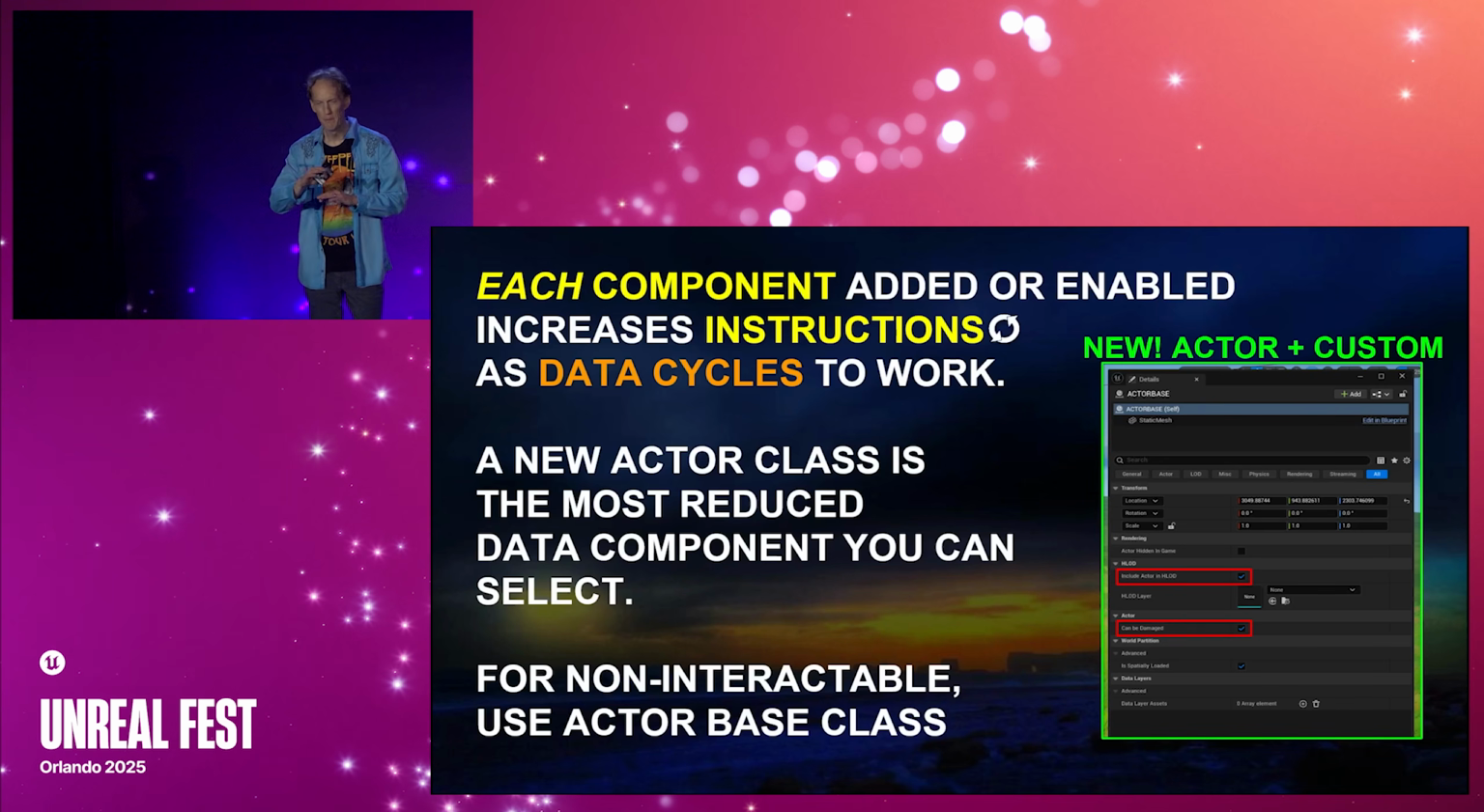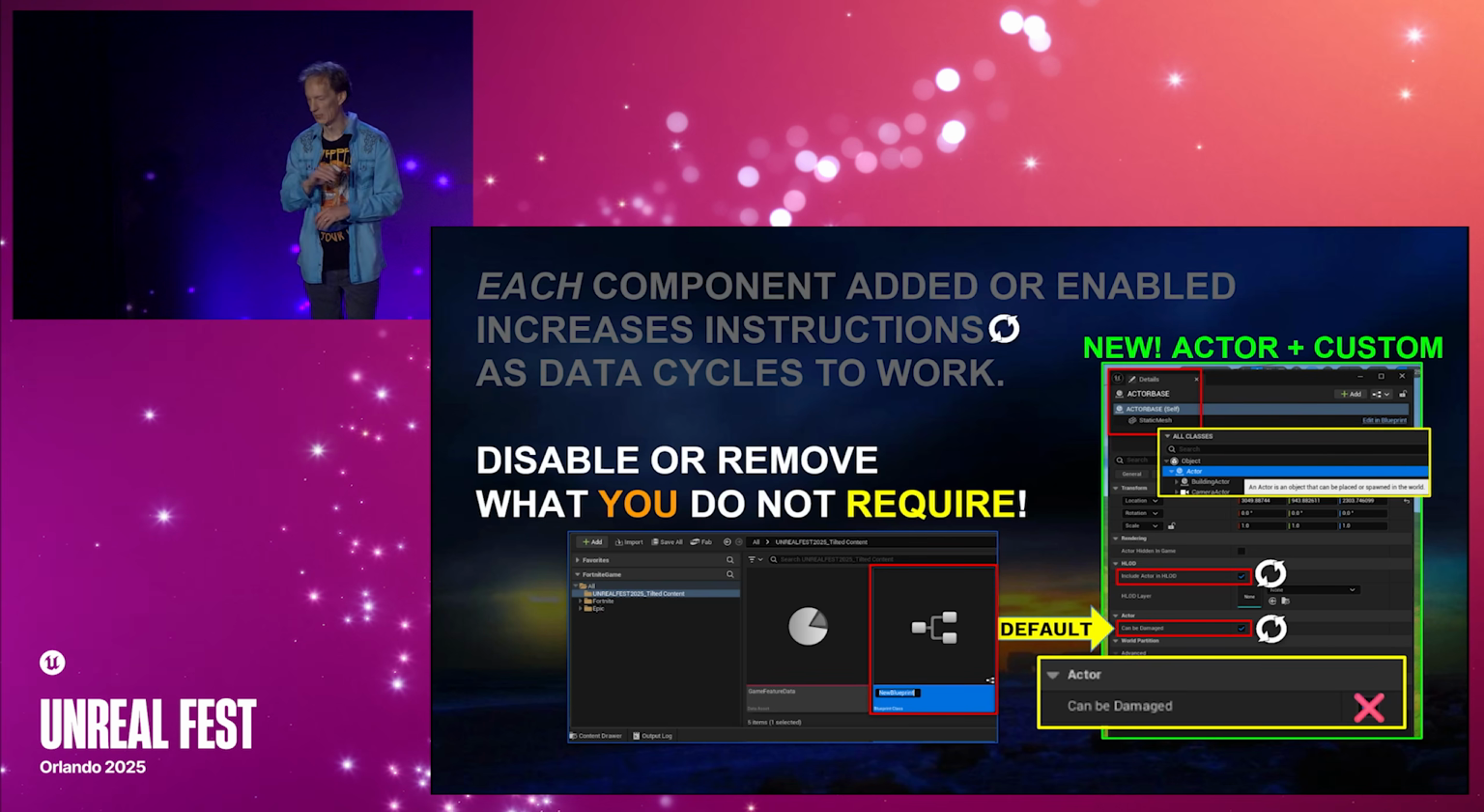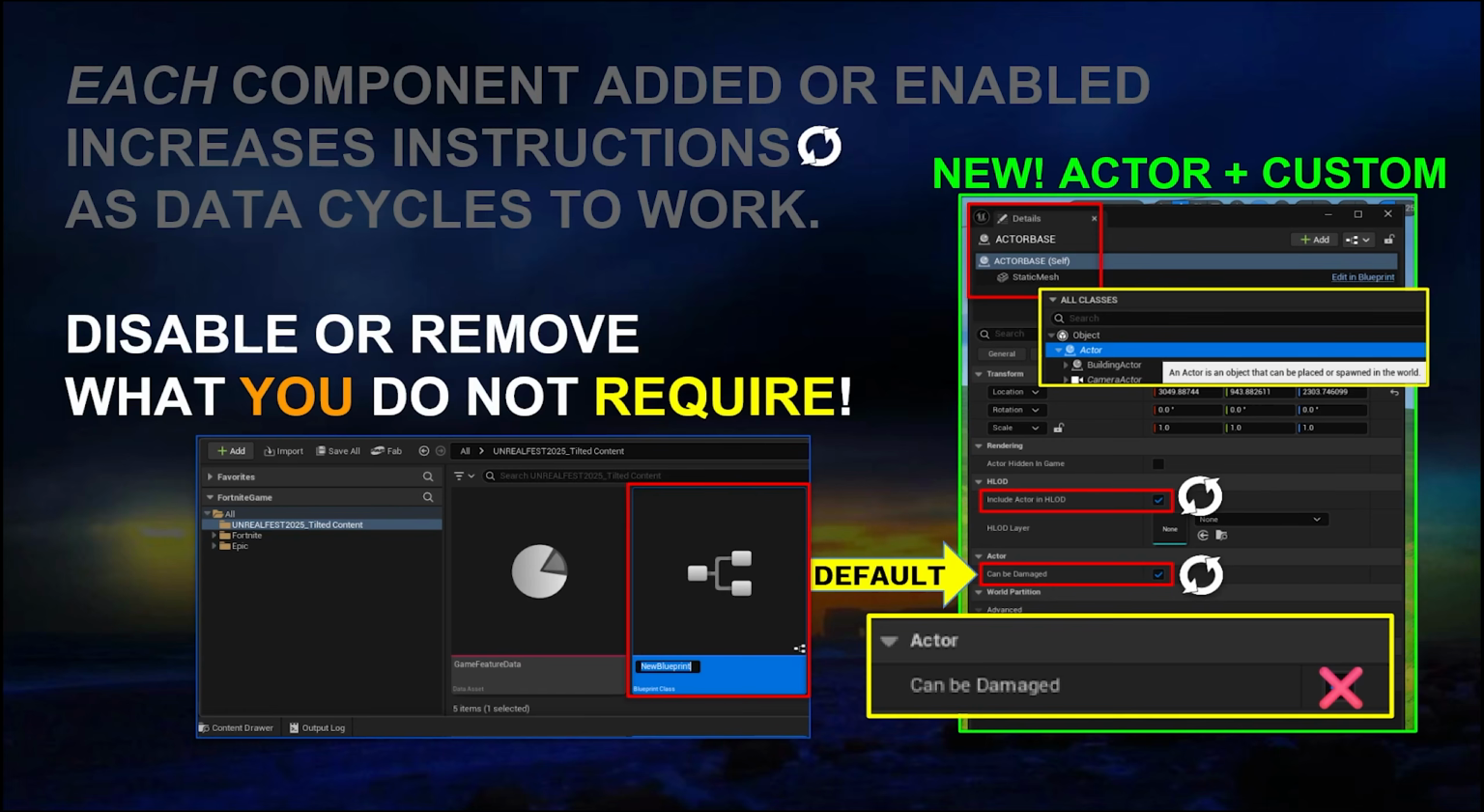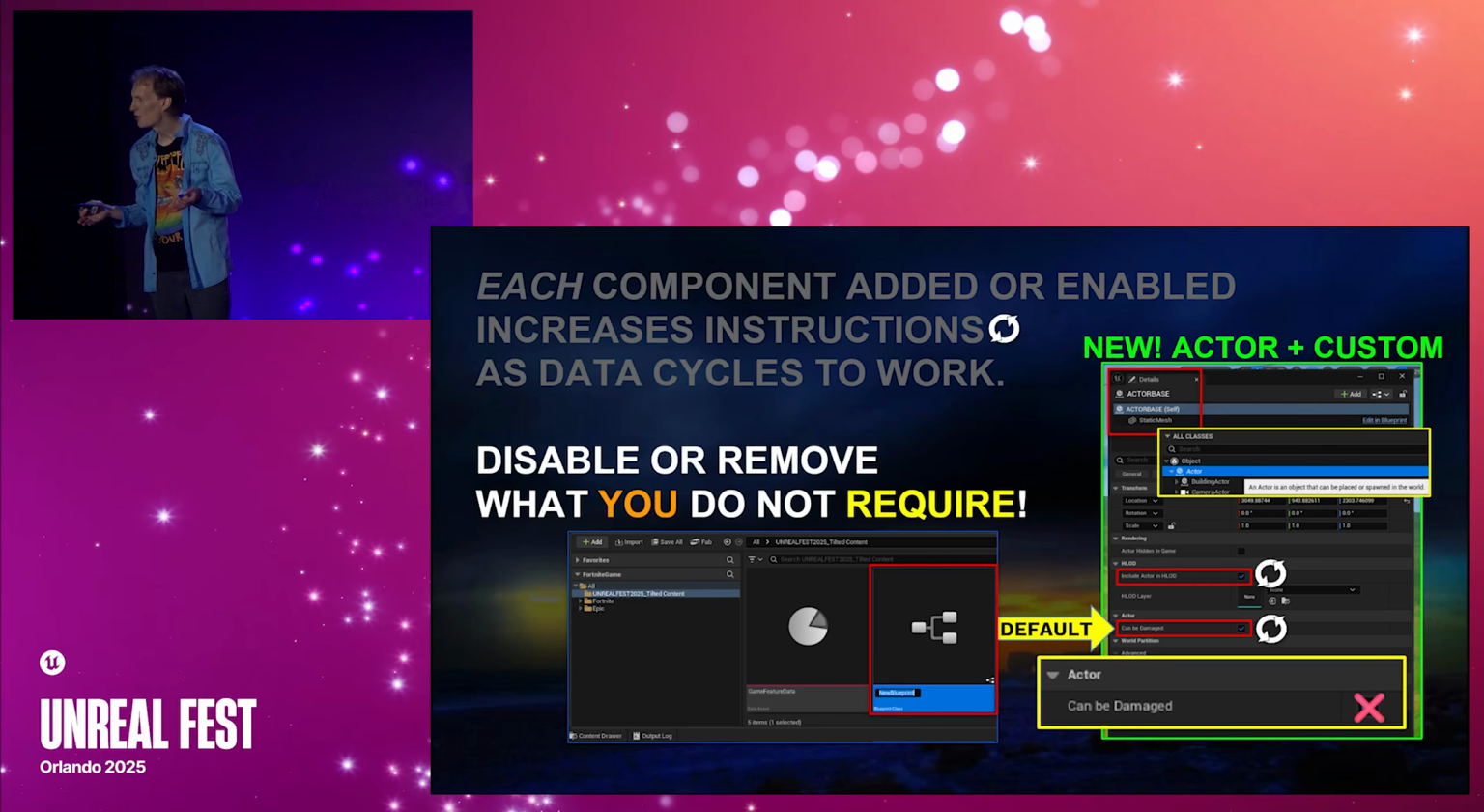So here is a basic actor, where you just create a base actor. It still has, including HLOD, to be considered in there. It still has can be damaged to be considered in there. That means that these actors on the server side have to be checked, even a little bit infrequently. But if you don't need this actor to be damaged, why are we considering it? So when you think about less is best, it's like, what options do I disable?